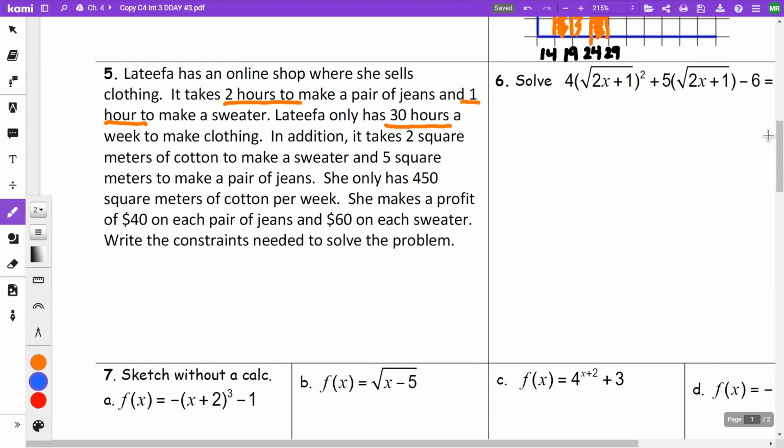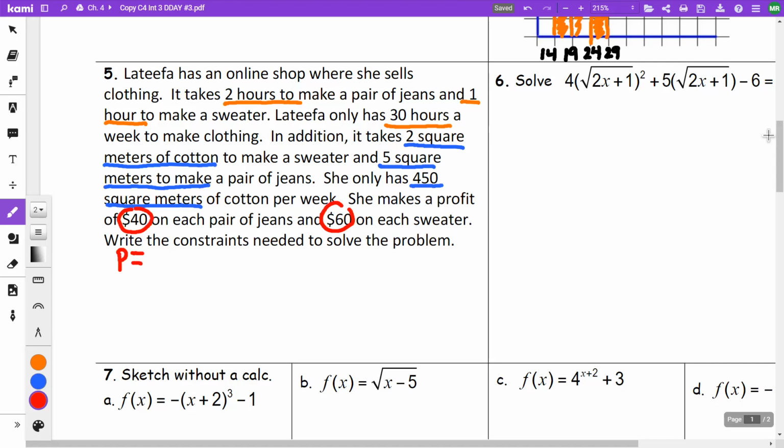In addition, it takes 2 square meters of cotton to make a sweater, 5 square meters of cotton to make jeans, and she only has 450 square meters to use each week. She makes a profit of $40 on each pair of jeans and $60 on each sweater. Now, that would be our objective function.